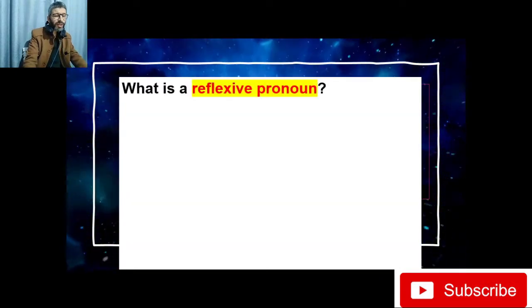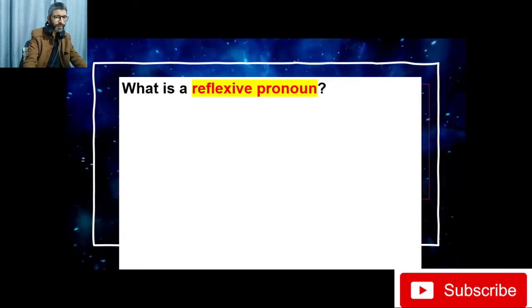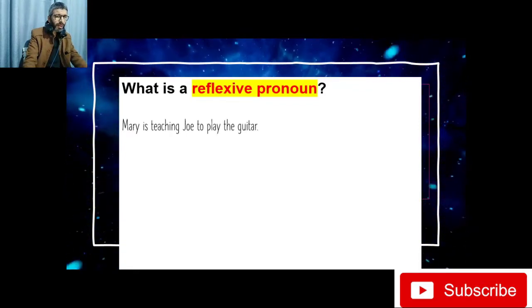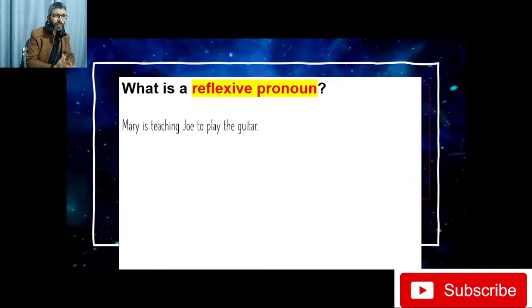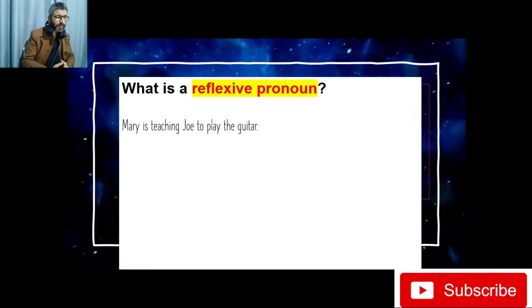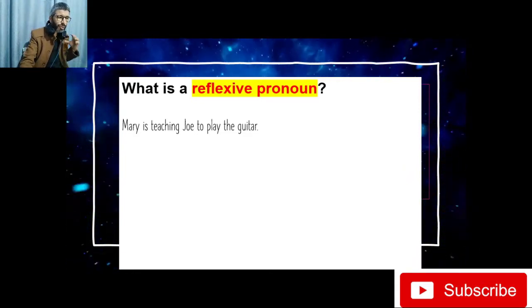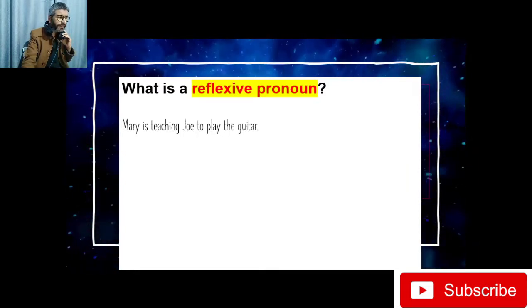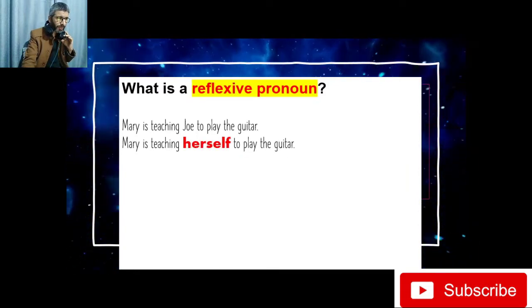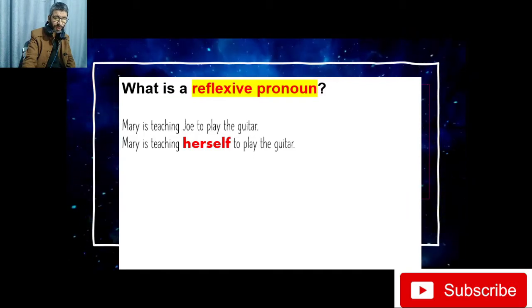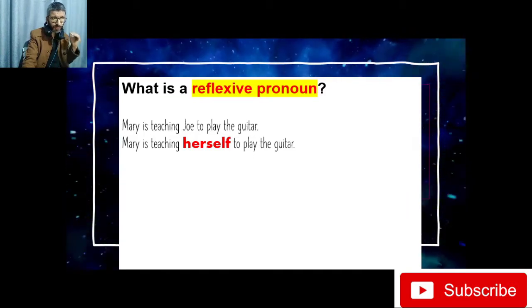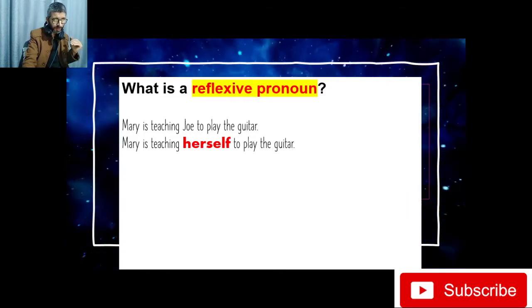What is a reflexive pronoun? So before I give a definition, let's look at these examples. Mary is teaching Joe to play the guitar. Second example, Mary is teaching herself to play the guitar. So what's the difference between the first sentence and the second sentence?